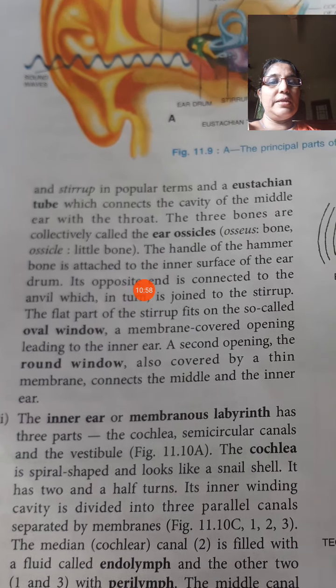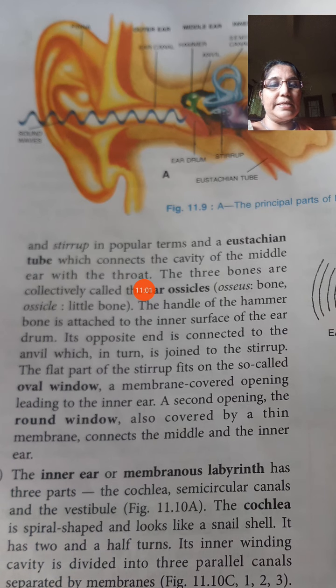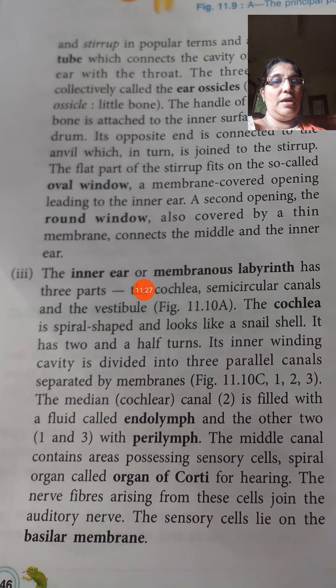So you can see that it is touching the oval window, and that opening is leading to the inner ear. Then a round window is also covered by a thin membrane. The inner ear has a thin membrane at the region of the oval window and round window. So it is connecting to the inner ear. You must be able to answer which are the parts of the outer ear and the middle ear. Then we have to learn about the inner ear.